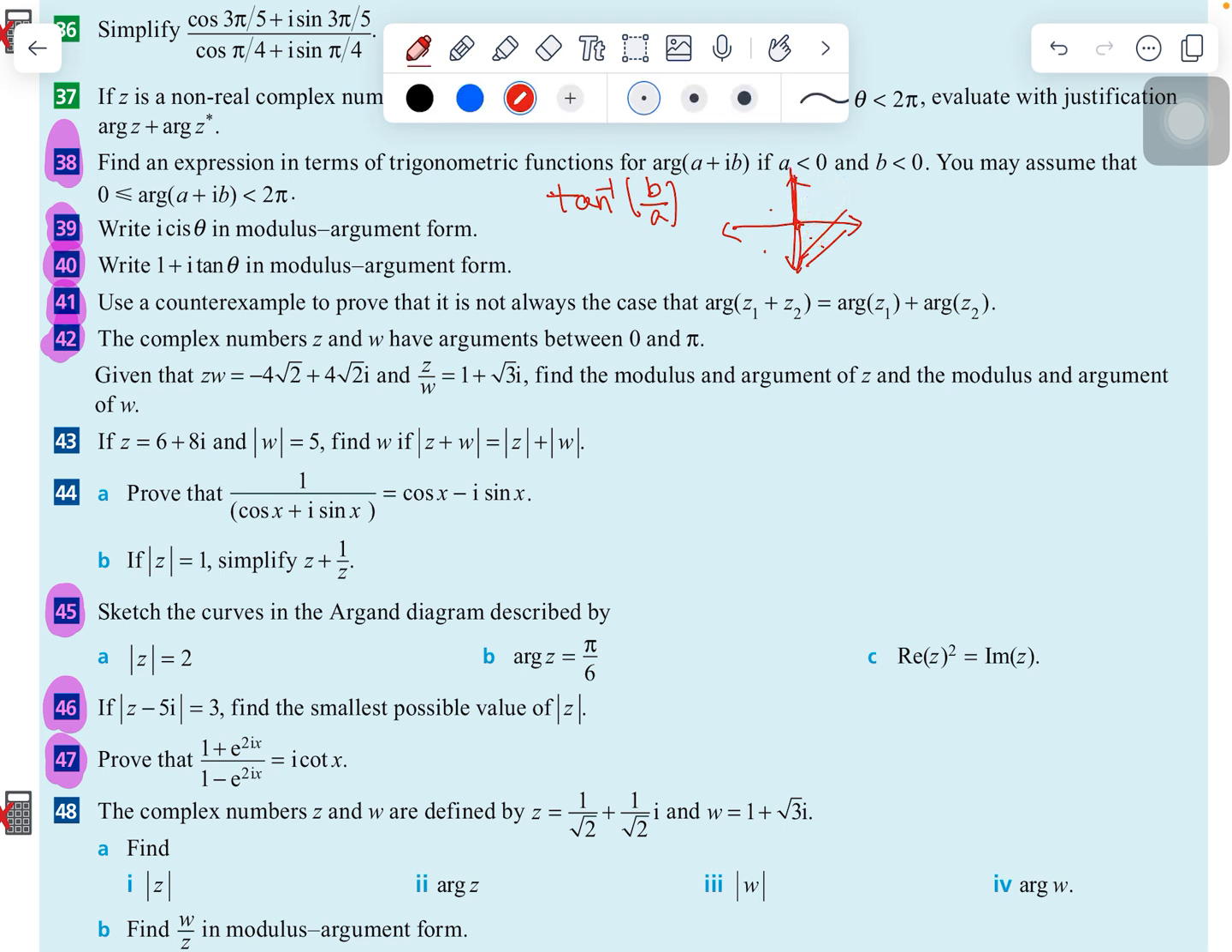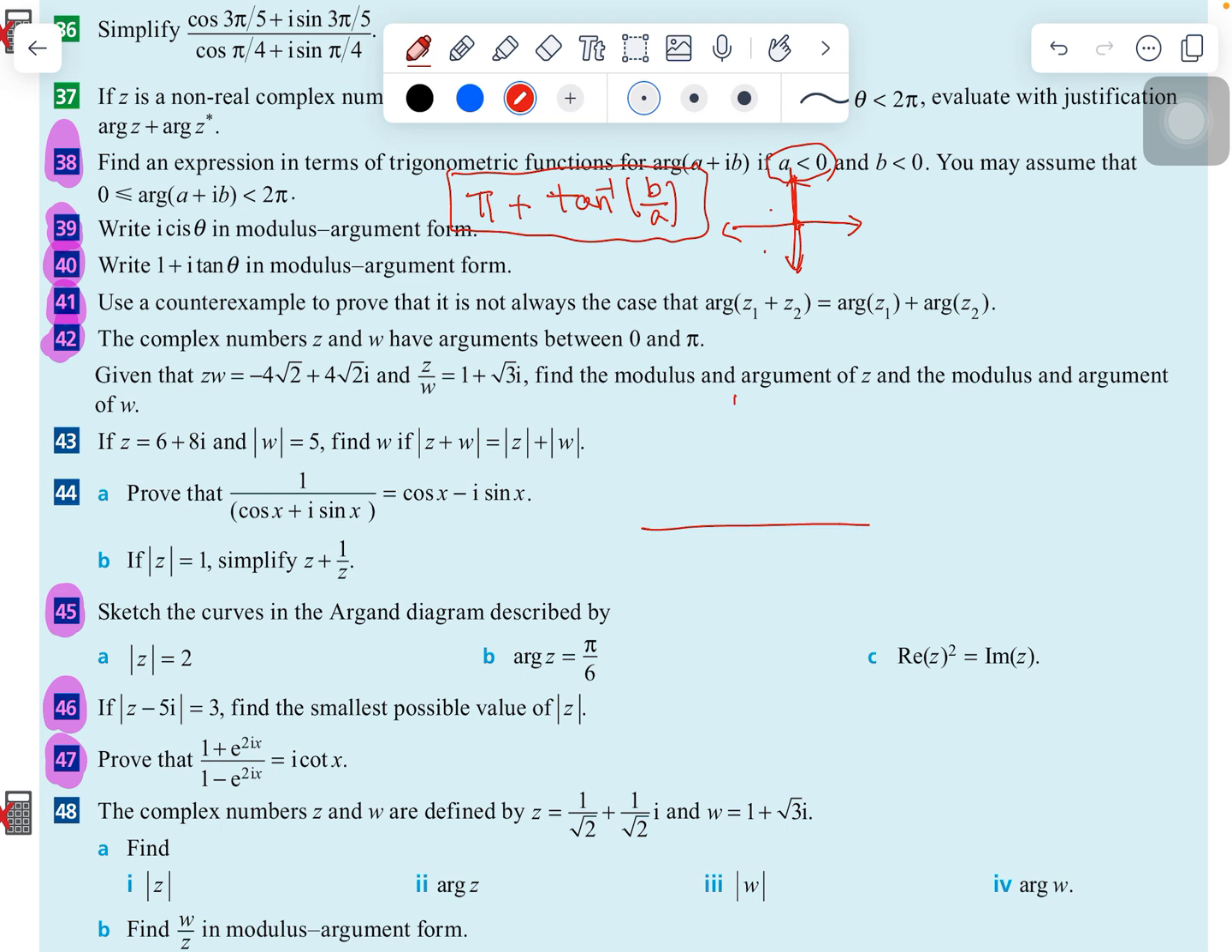So if we have any numbers in quadrant 2 or 3, it doesn't cover them. So in that case, we have the solution. When you find the arctangent, if you know the real part is negative, then simply you can add pi. So this is the answer. I will show you some examples.